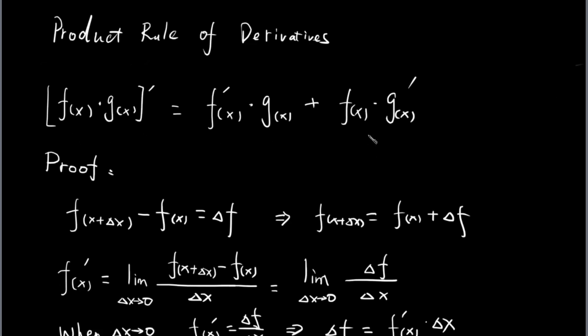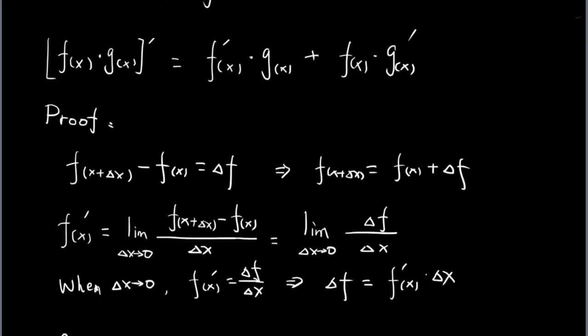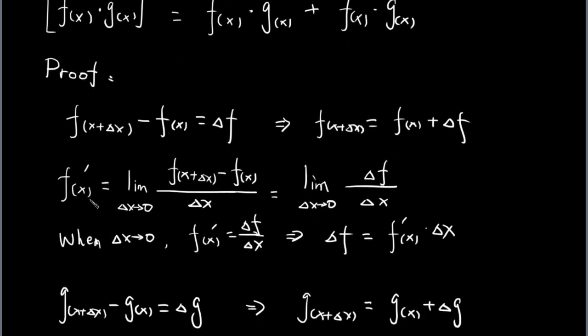This is the product rule of derivatives, and this is the proof. This minus this is delta f. Therefore, this equals f of x plus delta f. f prime of x equals the limit of this as delta x approaches 0.